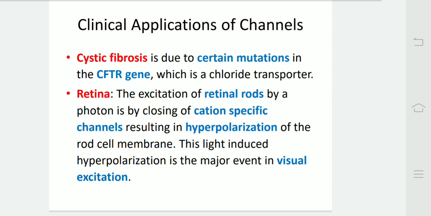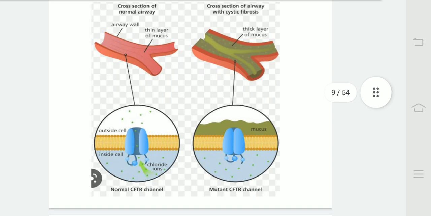a chloride transporter. Retina. The excitation of retinal rods by a photon is by closing of cation specific channels, resulting in hyperpolarization of the rod cell membrane. This light induced hyperpolarization is the major event in visual excitation. In this diagram, we can see that in cystic fibrosis, there is a thick mucous membrane due to mutant CFTR gene.